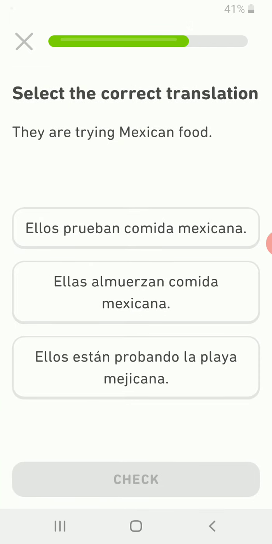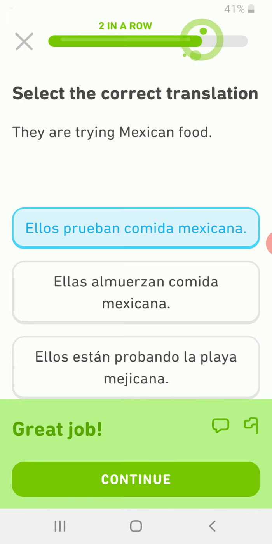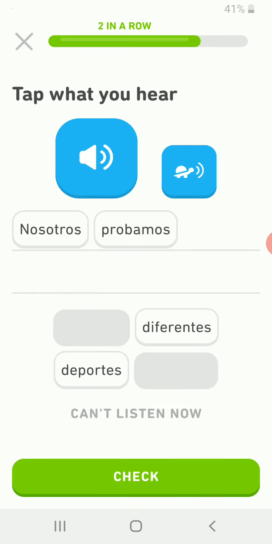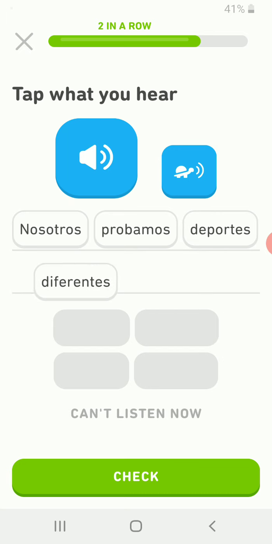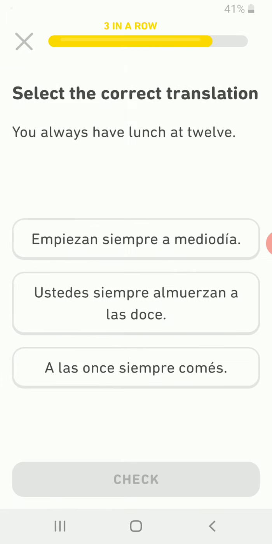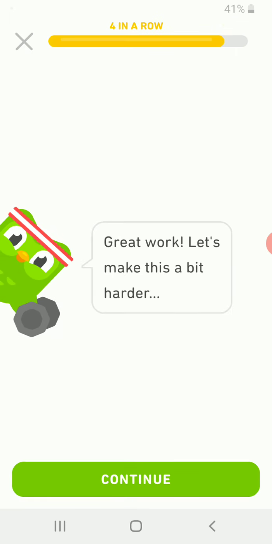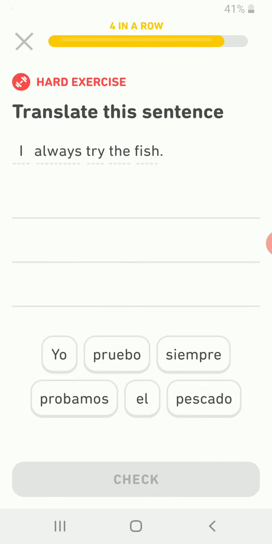And they're trying Mexican food. Ellos prueban comida mexicana. Nosotros probamos deportes diferentes. You always have lunch at 2. Ustedes siempre almuerzan a las 2. Good. And here is a hard exercise.